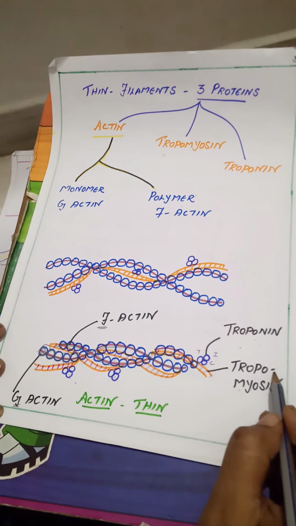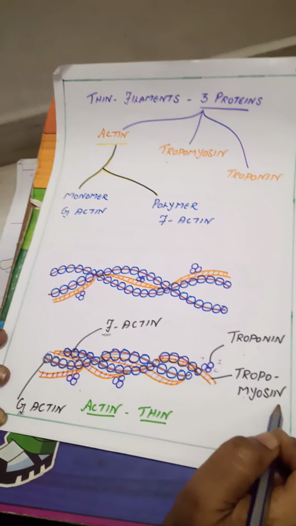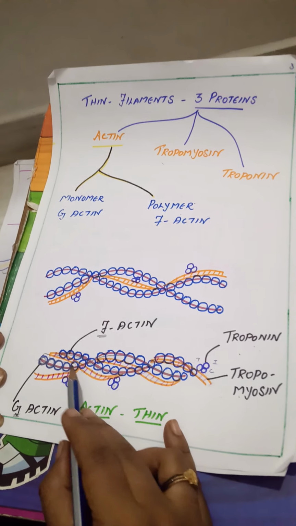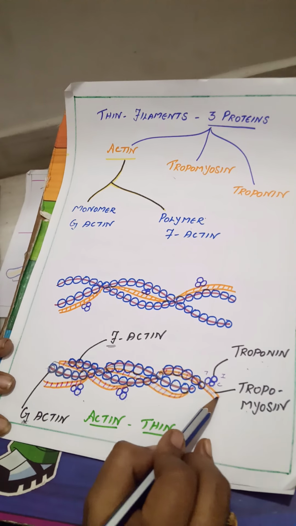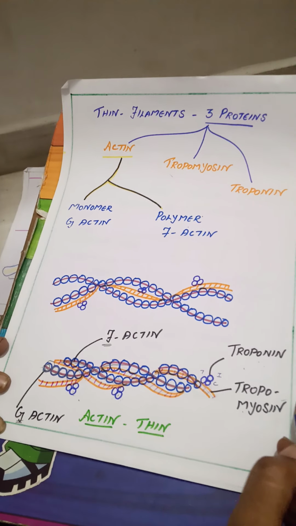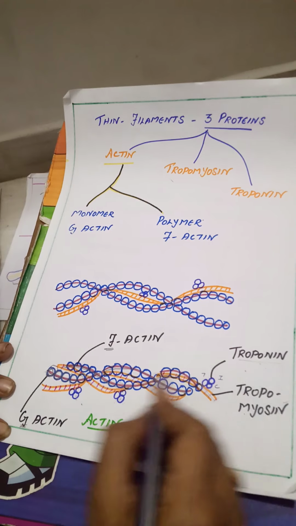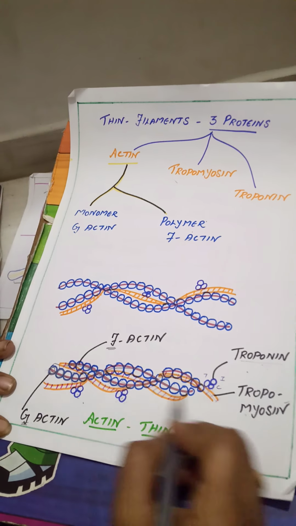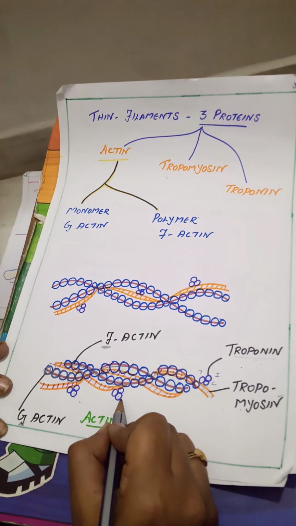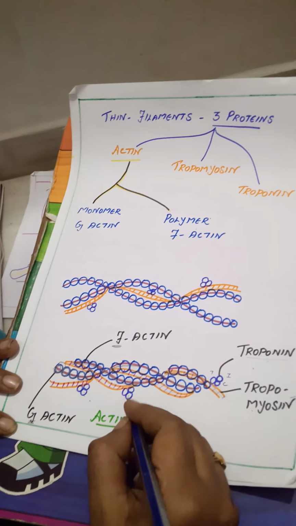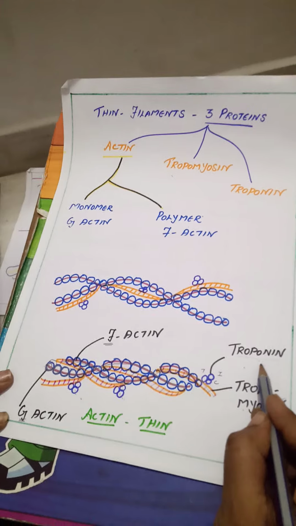Okay, and the next comes tropomyosin. Tropomyosin is a fibrous molecule. The two filaments that run closely all along the entire length of the actin are tropomyosin. Next comes troponin. Troponin occurs at regular intervals on tropomyosin, and marks the active site of myosin on the actin filament.